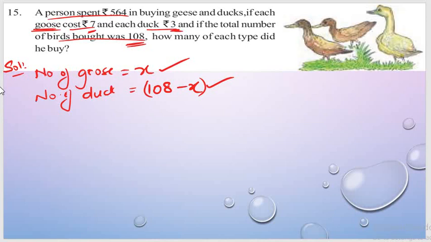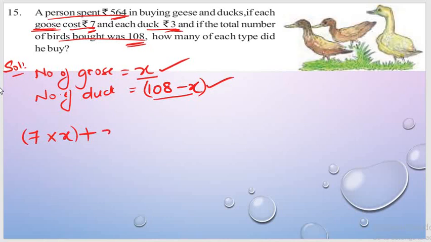That means the number of goose into the cost of each goose plus the number of ducks into the cost of each duck gives me the total amount spent, right? So from this what I can say is, each goose is 7 rupees and the number of goose is X, plus, so this is the value spent on goose.